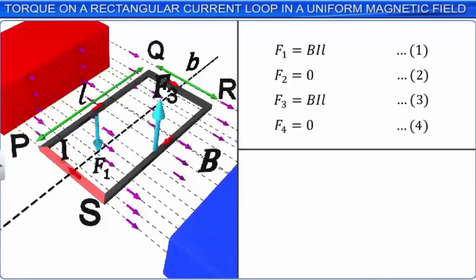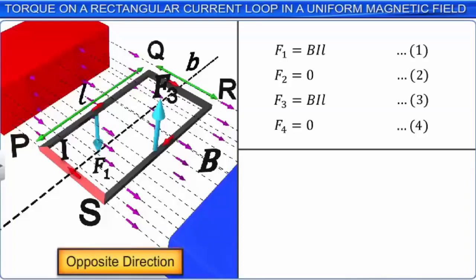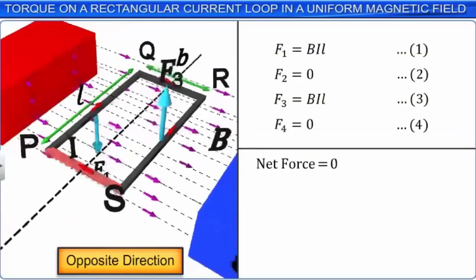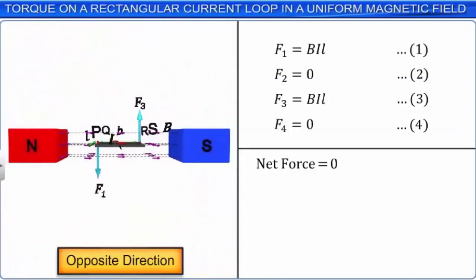We observe from the equations that the magnitudes of F1 and F3 are equal. As they act on the loop in opposite directions, they are unlike forces. Hence, the net force acting on the body is 0. As the two forces F1 and F3 are non-collinear and are separated by the perpendicular distance B, which is equal to the breadth of the rectangular loop, they result in turning the loop.